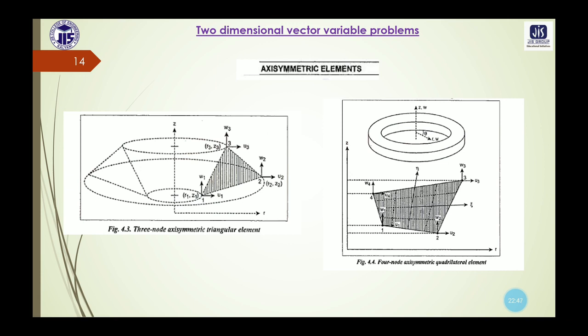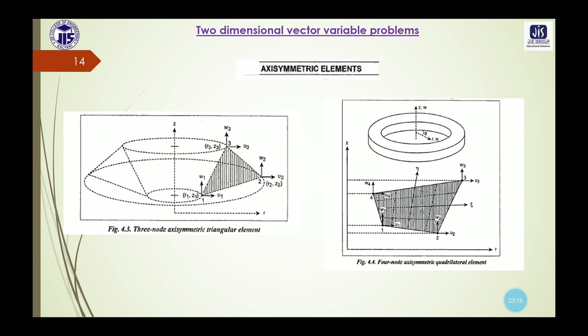The concept of the axisymmetric element was already discussed when we discussed the general steps of the finite element method. There we saw the 10 different steps of the finite element method, and discussed this concept. Many three-dimensional problems in engineering exhibit symmetry about an axis of rotation. Such problems are known as axisymmetric problems.